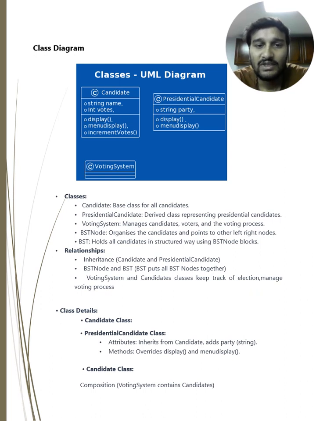Next, voting system and candidate classes. The voting system uses the candidate classes to keep track of people running in the election. It manages the voting process, adds voters to the line, lets them cast their votes, and shows the final results.